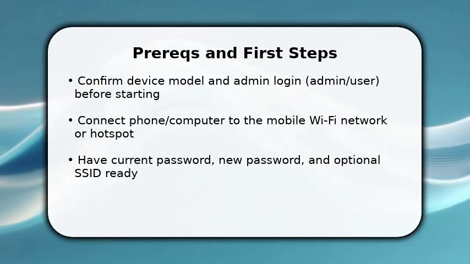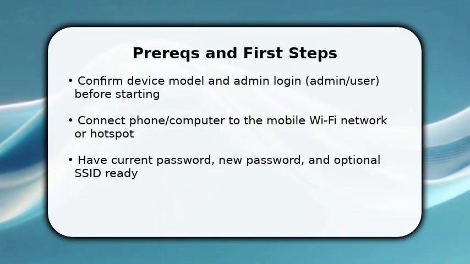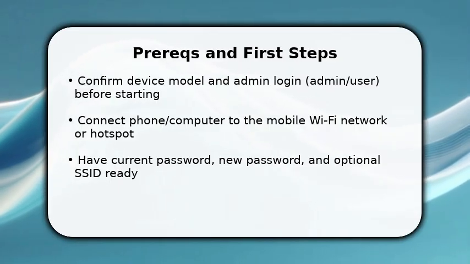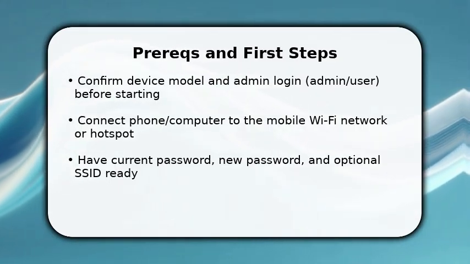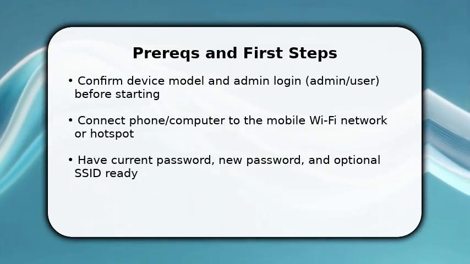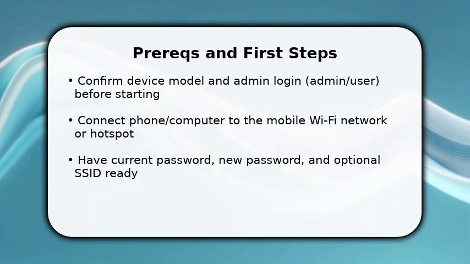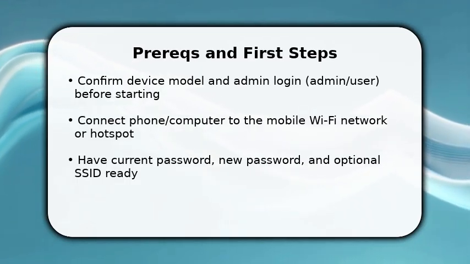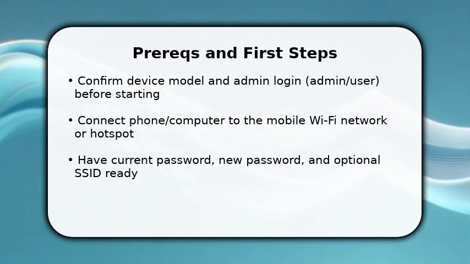You start by confirming device model and admin credentials so you don't get locked out mid-change. Once connected to the mobile Wi-Fi, open the router or hotspot admin page, either via app or 192.168.x in a browser, because that's where settings live.